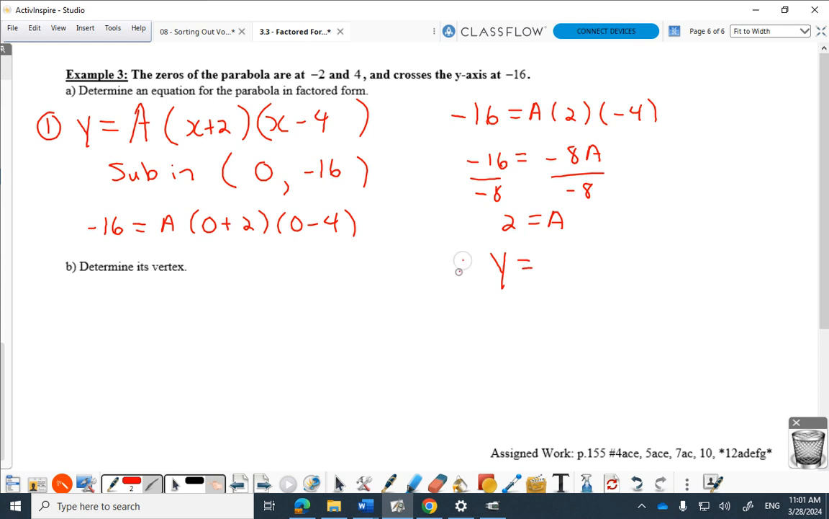How about a therefore statement there? Therefore, y equals 2, x plus 2, x minus 4. Oh, that's good. The second time through, that's good.